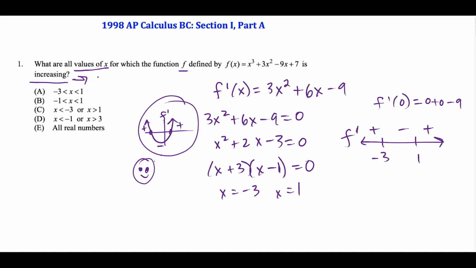So what this tells us is we're looking for where f prime is greater than 0. And that's going to be on this first interval and this last interval here. So that's going to be from negative infinity to negative 3 and also from 1 to infinity. But notice the way they wrote the answer choices here, we have x is less than negative 3 or we have x is greater than 1. So the first question here, our answer is going to be choice C.